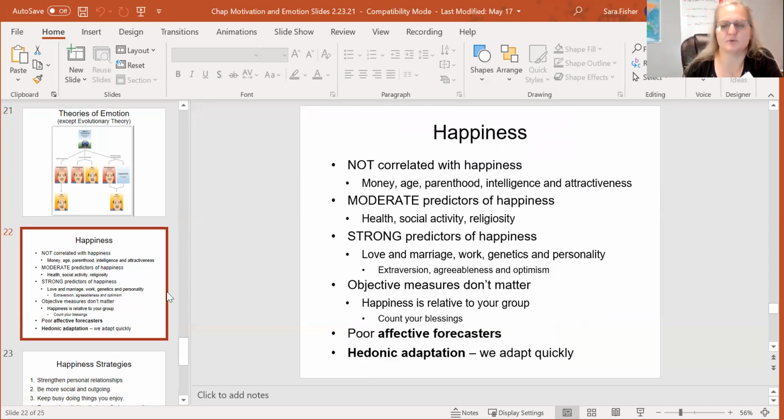Okay, the last couple slides are just some fun things that I've stuck in. Well, this one actually shows up on a quiz. Some of the things that do predict happiness and don't, you might be surprised.